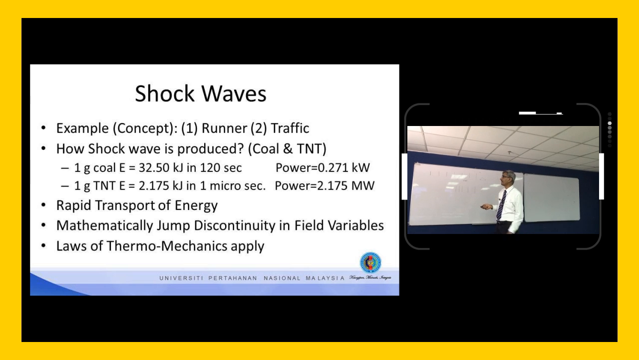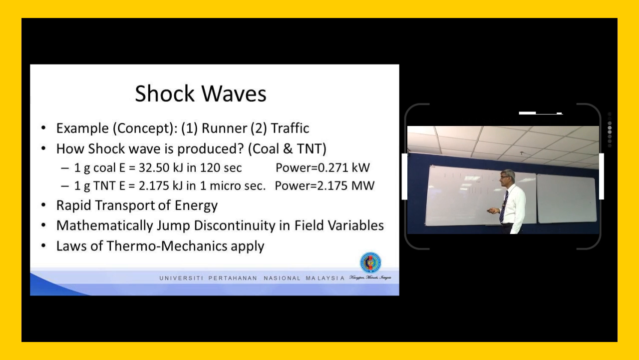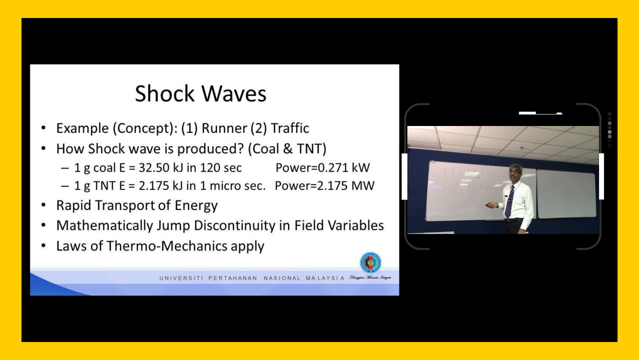Now, this is just conceptual. I have written here rapid transport of energy. So this shock is also a mode of energy transport, but it is a very efficient energy transport, very quick. Next comes, mathematically, what is a shock wave? So we can say it is a jump discontinuity. And how it arises, in a moment we will see.